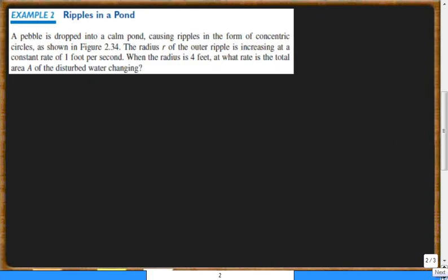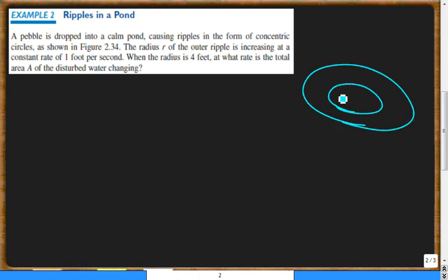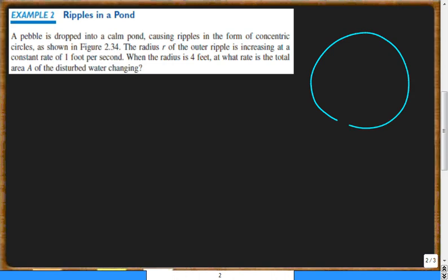Now let's look at an actual real-world problem. So a pebble is dropped into a calm pond, causing ripples in the form of concentric circles, as shown in a figure. Well, we can draw this figure. So we've got these concentric circles that come about because we're dropping stones into a pond. So really what we need is just a circle. And we'll look at the overhead view.